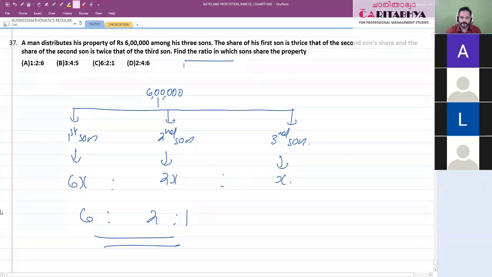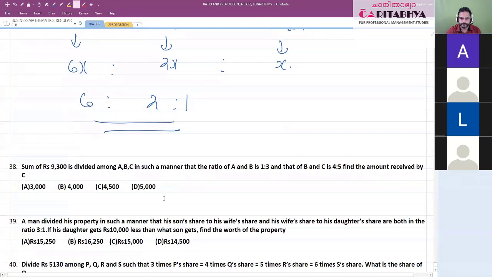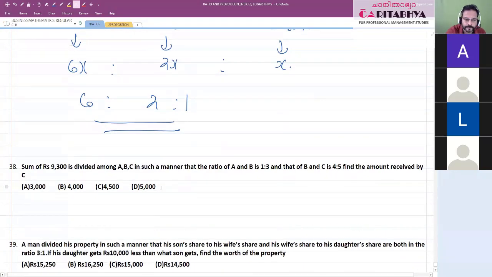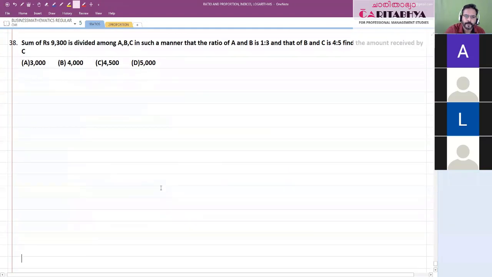Okay. Then next question. Sum of rupees 9,300 is divided among A, B, C in such a manner that the ratio of A and B is 1:3 and that of B and C is 4:5. Find the amount received by C.